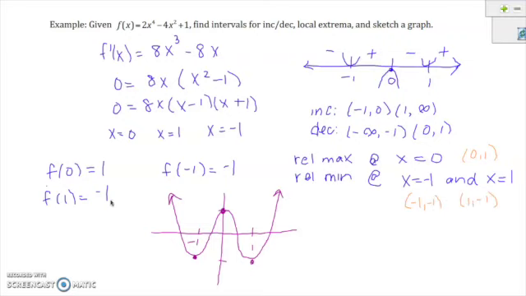All right? But remember, if they say find the maximum value, then they're looking for the y value. If they just say, like, where do the max and mins take place, that's just looking for the x value. So just always pay attention to those directions.